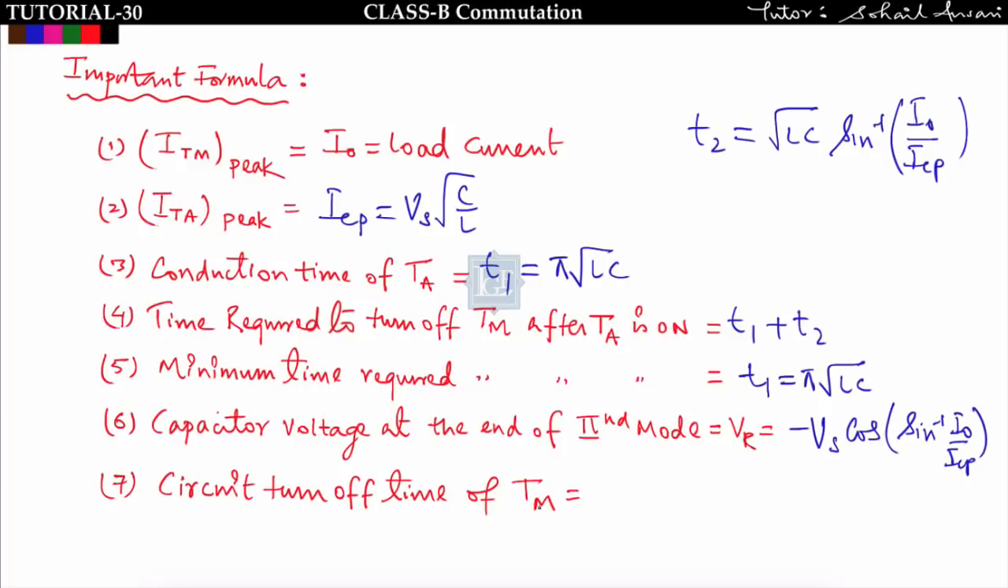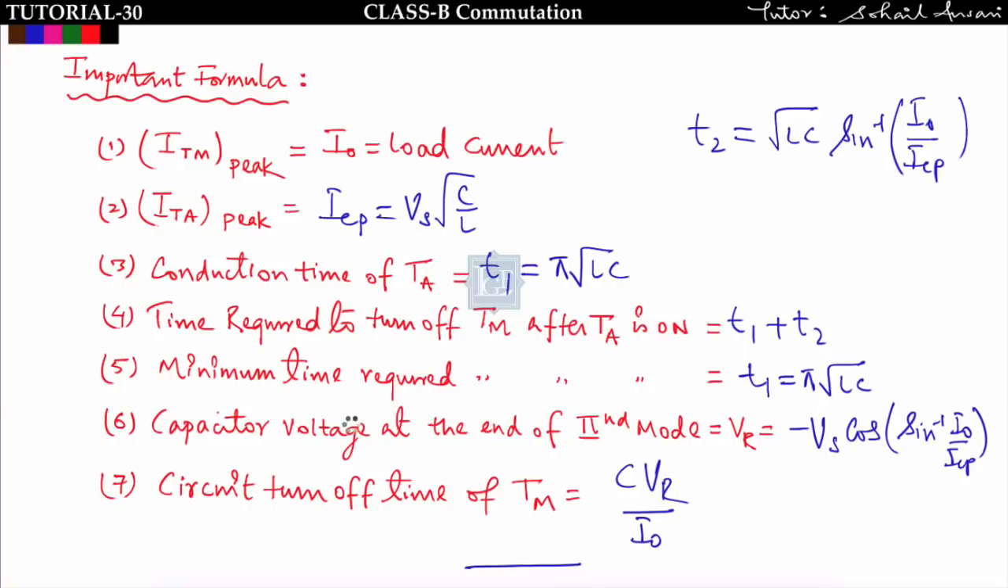Now the seventh point is the circuit turn off time of TM. We have already found that it is equal to CVR upon I naught. Circuit turn off time is defined as the time for which the thyristor is in reverse bias. The thyristor is in reverse bias when the voltage drop across the capacitor is negative, from minus VR to 0. So we can find the circuit turn off time like this, that is equal to CVR upon I naught.